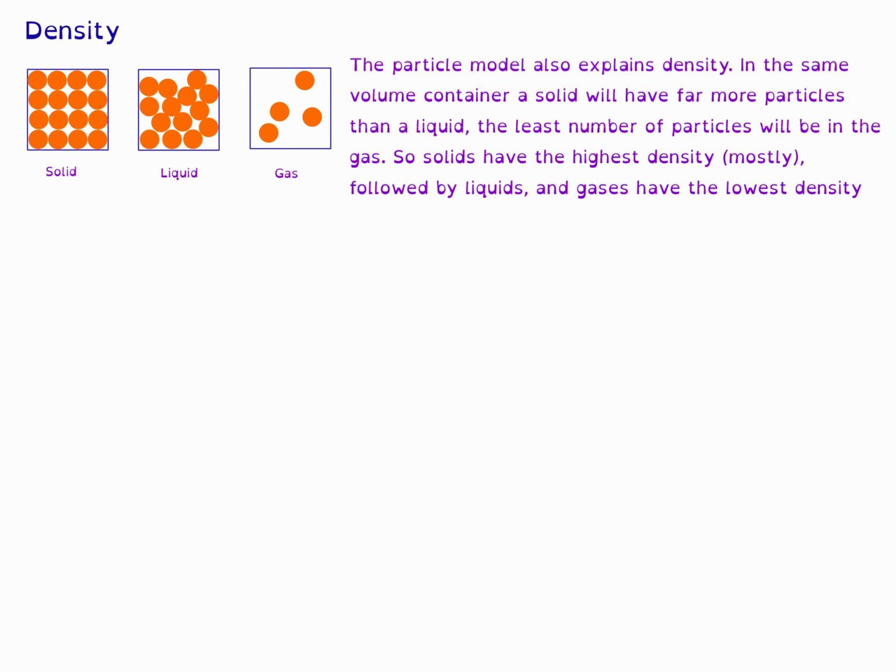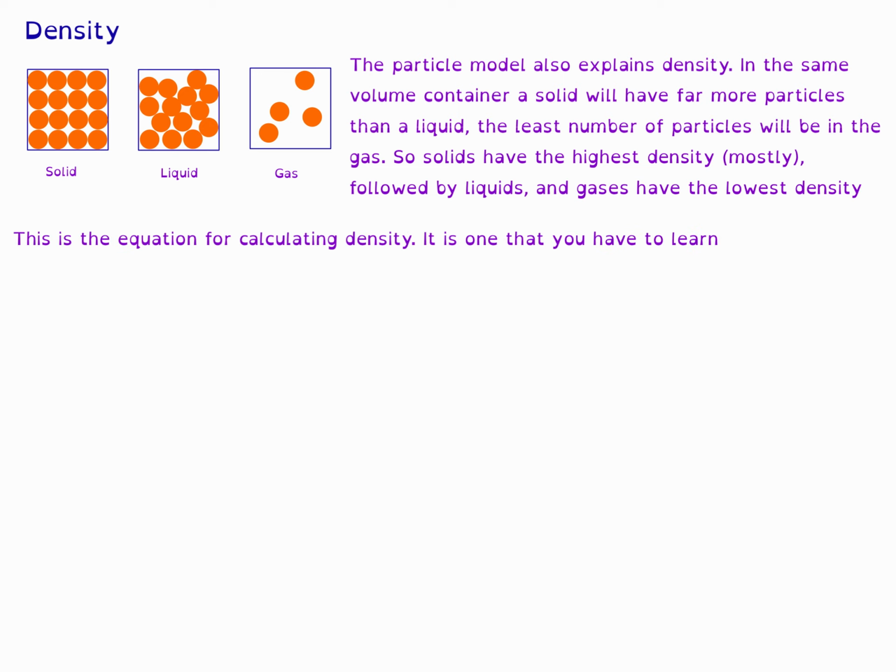The particle model also explains density. In the same volume container, a solid will have far more particles than a liquid. The least number of particles will be in a gas. So solids have the highest density, most of the time, followed by liquids, and gases have the lowest density.